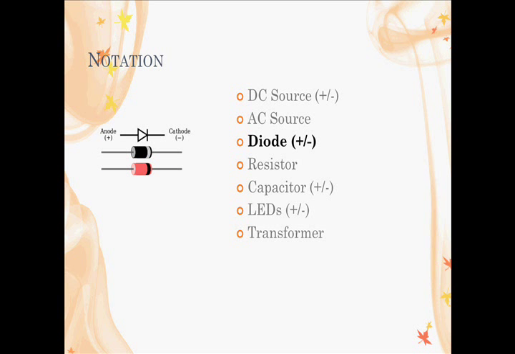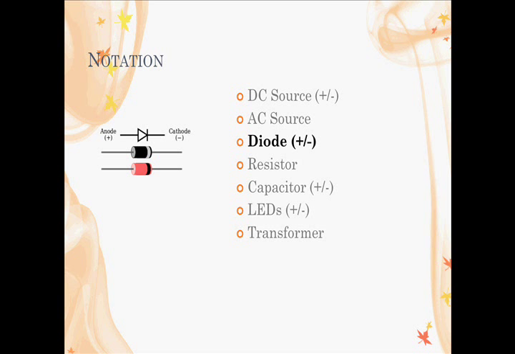Continuing on, we are also using diodes in our project. A diode only allows current in one direction and allows very little in the opposite. We represent this with a triangle and a line. Just like the DC source, this component is polarized, with the anode, the positive, on the flat side of the triangle and the cathode, the negative, on the line side of the component.